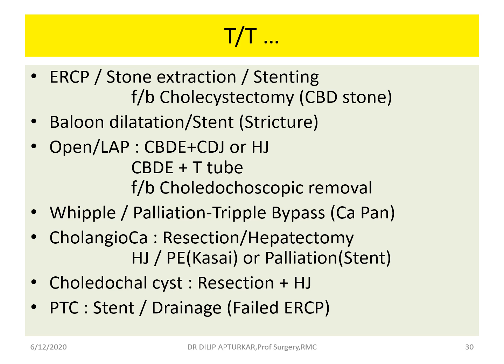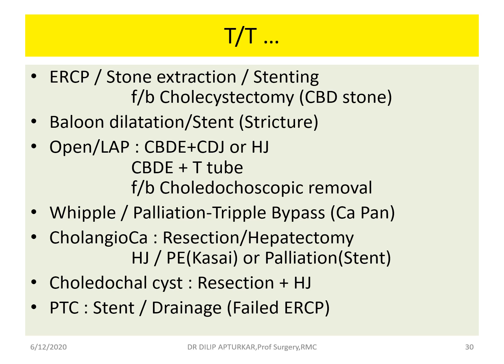Or if it is not possible, one can go with the CBD exploration and put a T-tube after CBD exploration. The stone in the CBD later on can be removed by fiber optic choledocoscope after the T-tube has formed the track. So the T-tube can be used as a decompression for the obstructive jaundice.